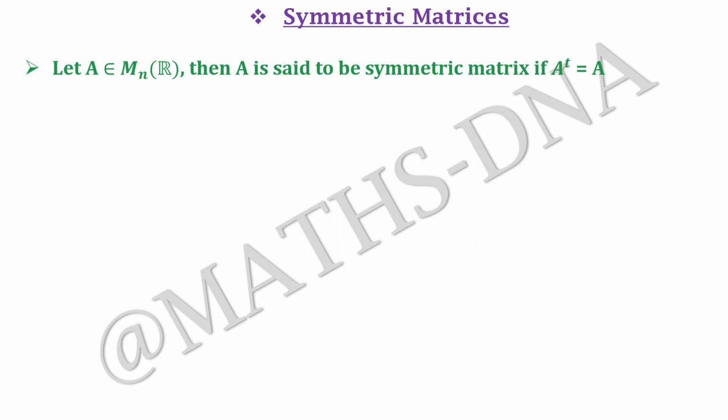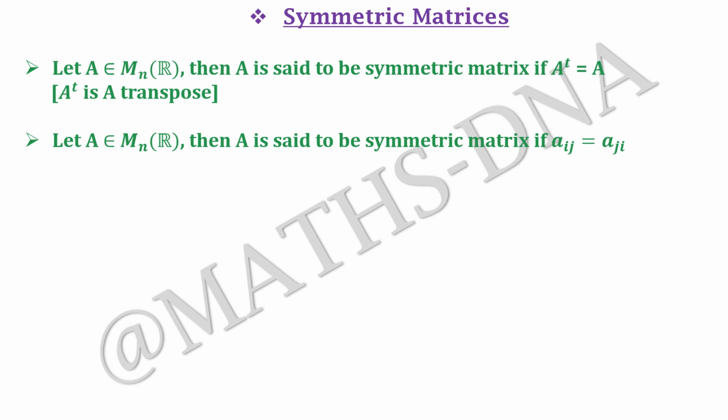So let us begin. Now, what are symmetric matrices? Let A belong to M_n(R), then A is said to be a symmetric matrix if A transpose is equal to A. Secondly, you can also say that let A belong to M_n(R), then A is said to be a symmetric matrix if Aij is equal to Aji, where Aij is the ith row and the jth column entry in the matrix. Mostly, the second definition is used in competitive exams to confuse the students.